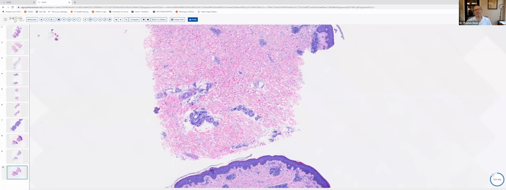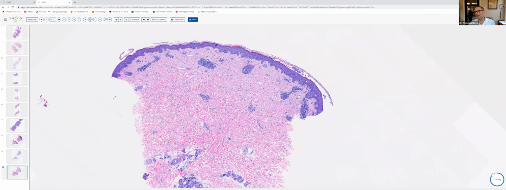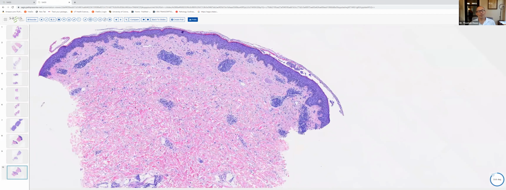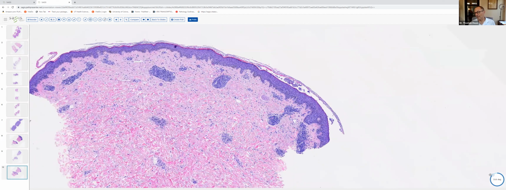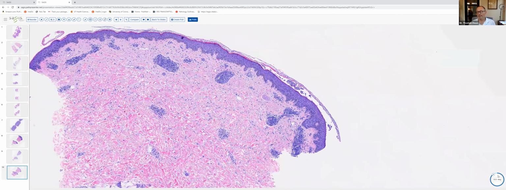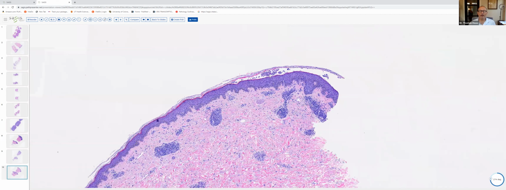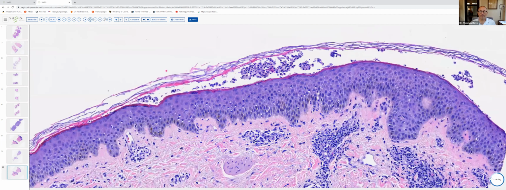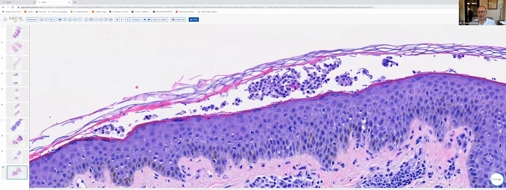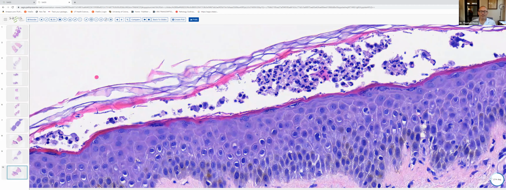Let's go back up to this top piece, because anytime we've got neutrophils in the cornified layer, we need to consider the possibility of infectious processes, in particular dermatophyte and candida. Let me tilt this slide back down. If we go in and take a look here, in the stratum corneum there were readily identifiable septate hyphal elements within the stratum corneum.